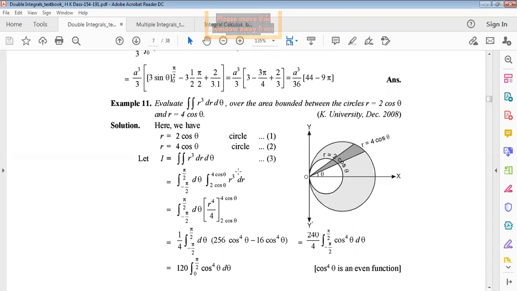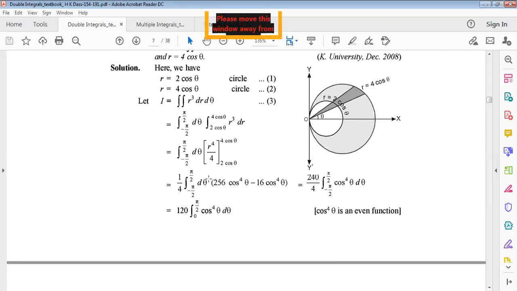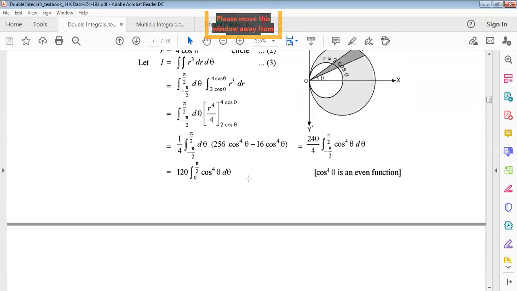Now the integration with respect to r gives r to the power 4 divided by 4. Taking the limits, the upper limit is 4 cos theta and the lower limit is 2 cos theta. So 1 by 4 is a constant. Now, after putting the upper limit and the lower limit in place of r and calculating, we get cos to the power 4 d theta. We have to find cos to the power 4 d theta.